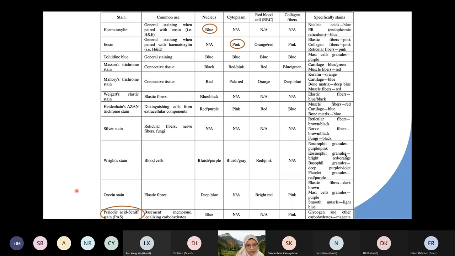The most common special stain that we use in the lab is periodic acid-Schiff stain, PAS, which specifically stains glycogen and other carbohydrates. It is quite useful when we want to investigate the presence of fungal organisms, for example.